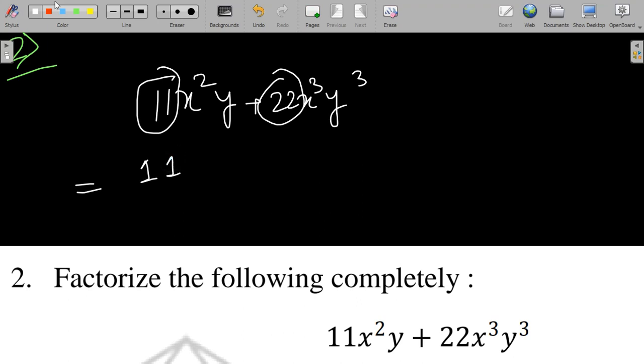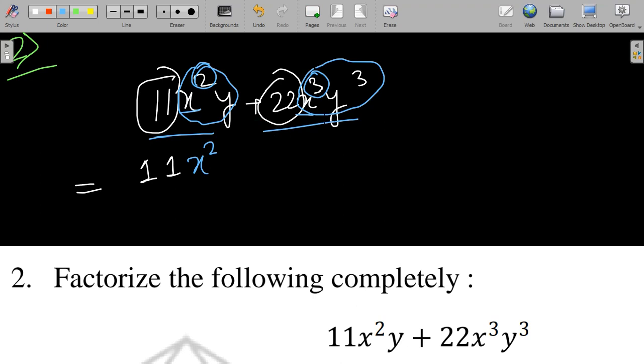So from the numerical parts we can take only 11 common. Now let us consider the variable parts, the alphabetic portion, which we call literal. We need to see which variables are there and how many. Here x is there, but it is x square, and here also x is there, but it is x cube. We take the common part, so we will take x square common, so that both the first term as well as the second term are capable of giving that portion. Now here is a single y, here is y cube, so we will take only a single y, so that both will be capable of giving that part.